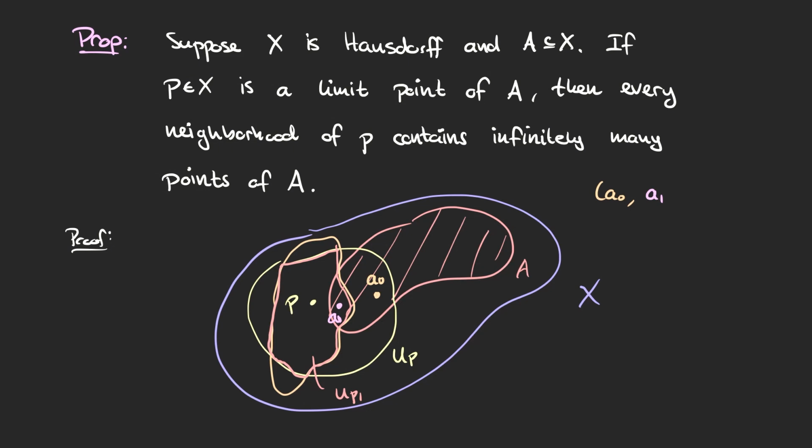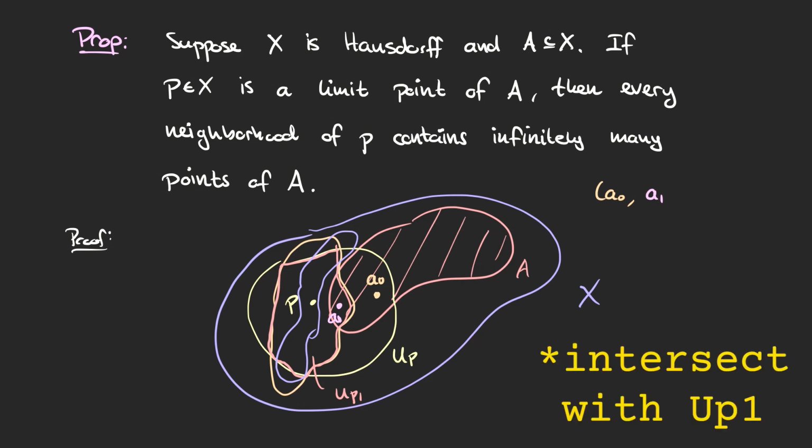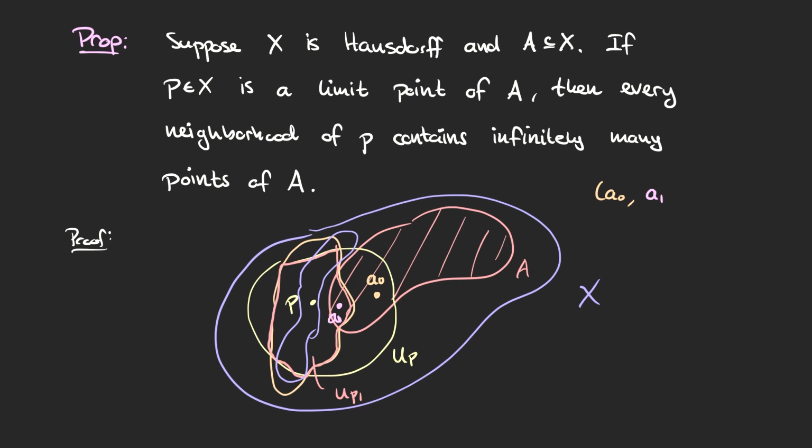Okay, so we've extended the sequence to include another element, and now we just iterate this process that I've been describing. So now we have points P and A1, which are distinct from one another. So again, by the Hausdorff property, we can find some neighborhood around P, which does not contain A1. So maybe this is something like that. Then we again intersect this new neighborhood with the original UP, which means that we obtain some new neighborhood which is contained within UP and also doesn't contain either A1 or A0. And then we again use the fact that P is a limit point to get some point A2 in our sequence, which is distinct from all the other points in the sequence.